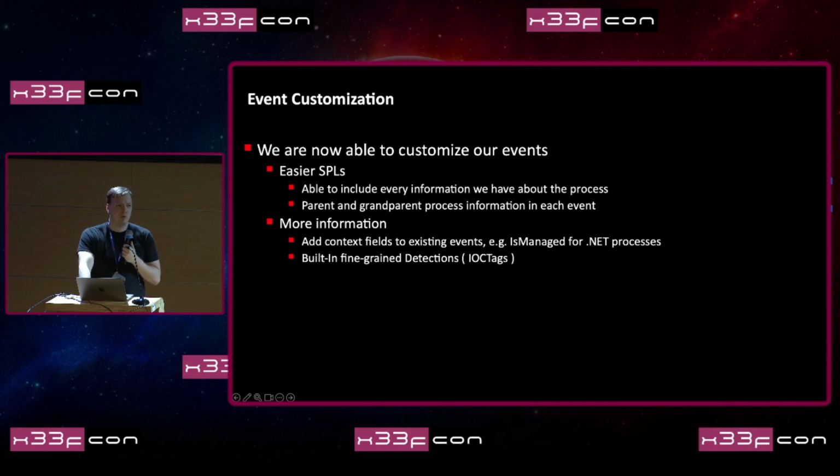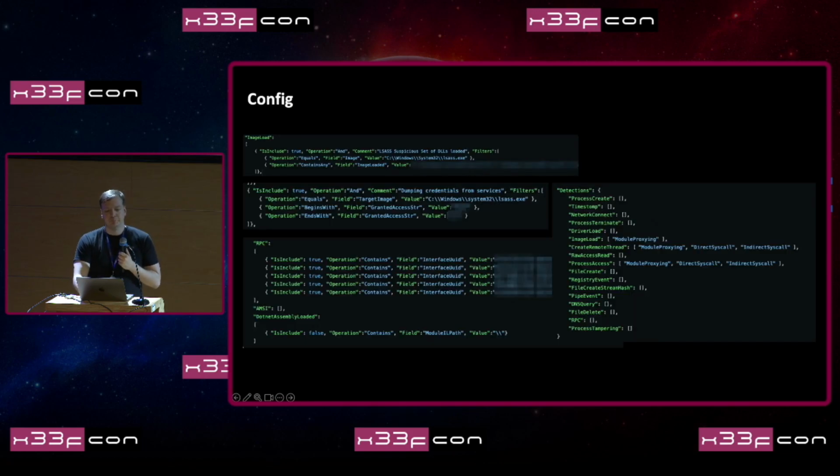So for example, we have an isManaged tag, which is added to the event and lets us know if a process is managed or not, which might be super helpful if you're trying to analyze a call stack. But there are also built-in fine-grained detections, which we are calling IOC tags. I'm going to talk about them in a second.